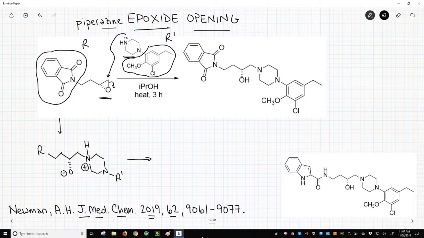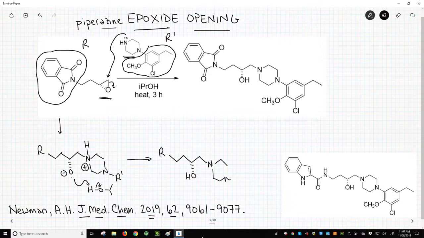To finish the reaction, we just need to handle these two charges. I'll focus on the oxygen first. We need to protonate it, and we'll use our solvent, isopropanol, as a weak acid. There is our new alcohol. Here again is the piperazine ring. We'll need a base to deprotonate the nitrogen, and we will use our newly formed isopropoxide to remove that proton. That's it.